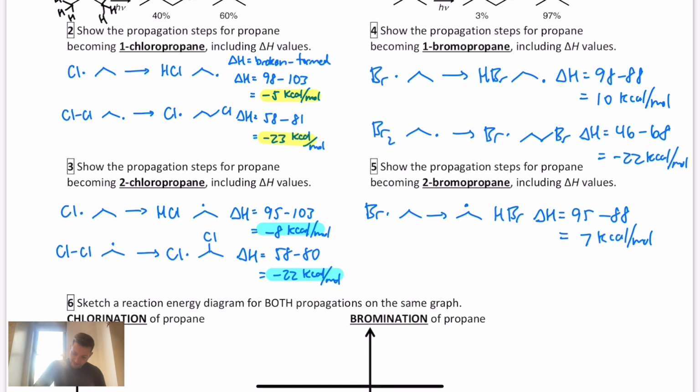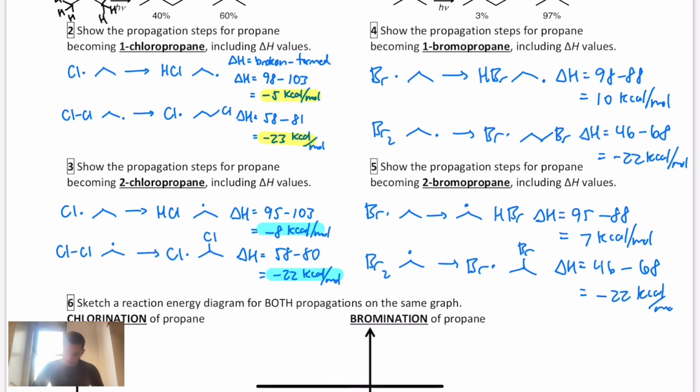The second half of this, a Br2 molecule sees the secondary radical. You form a bromine radical and then 2-bromopropane, the other product. Delta H is you break 46, the Br-Br bond. You form the C-Br bond, which is still 68, which means you're exothermic 22 kcal per mole.